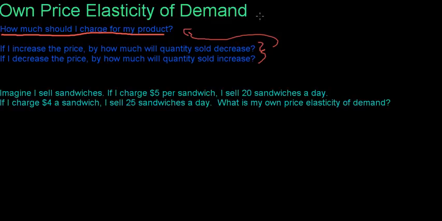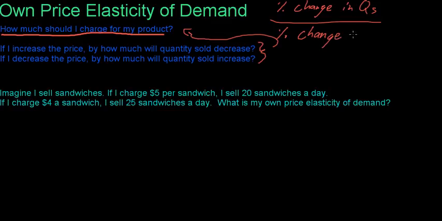So first, before we get to this example, I wanted to start off by defining it straight up. So the own price elasticity of demand is just the percentage change in quantity sold, so I'm just going to write Q sub S, over the percentage change in price. And so the way that we calculate this, or the way that I like to calculate this, there are a couple ways to do it, but I'll go ahead and show you all of the ways, and then you can pick whichever one you like best.